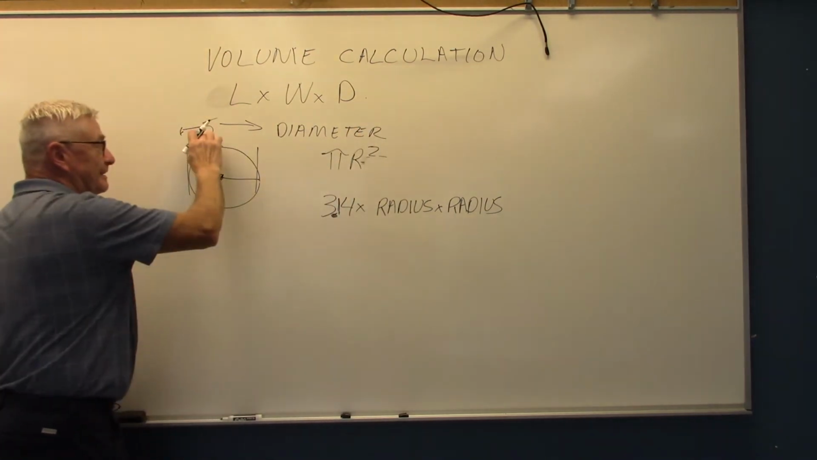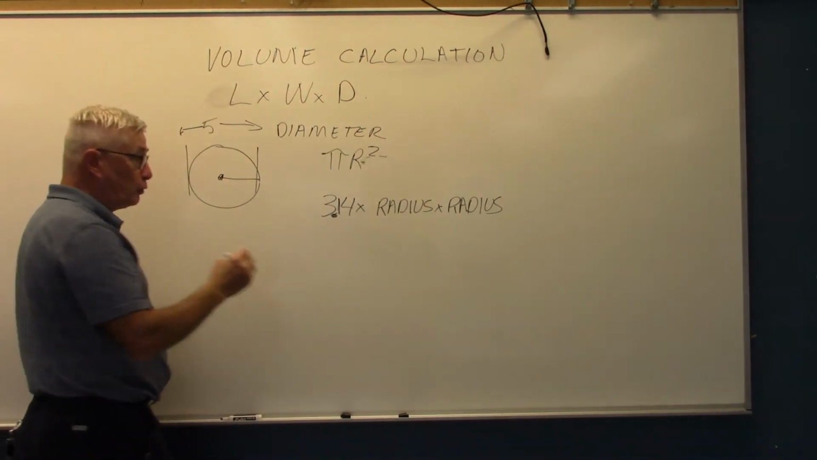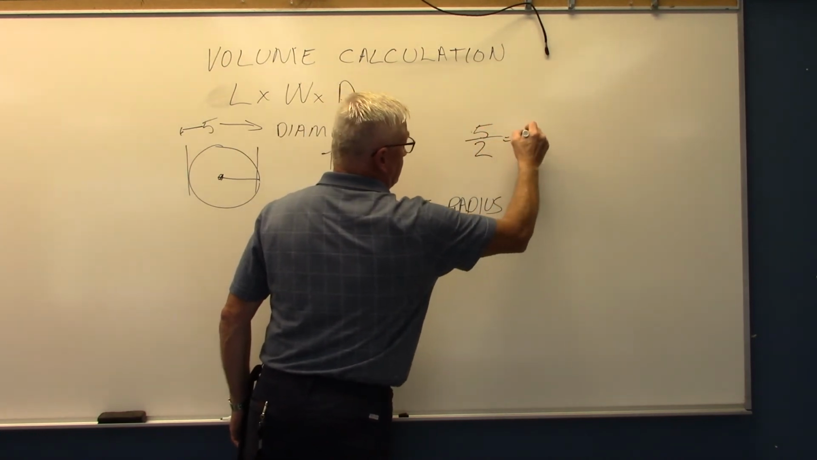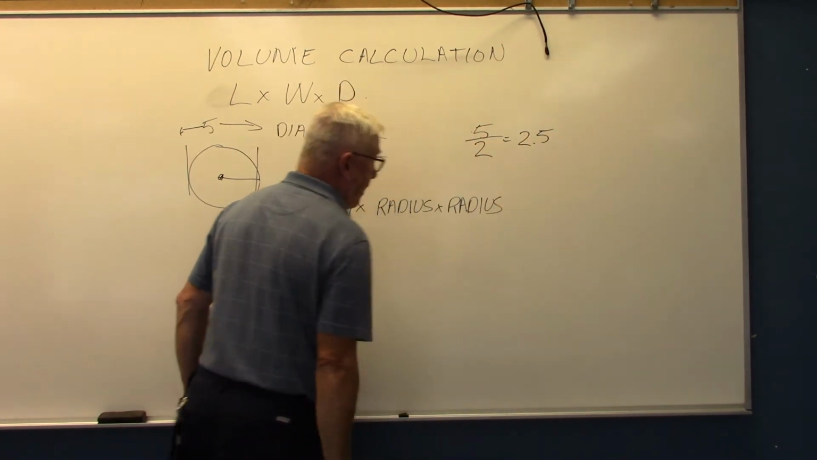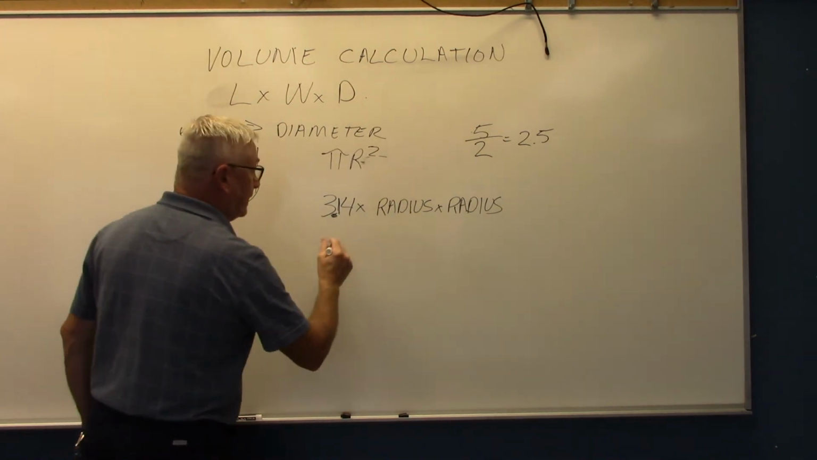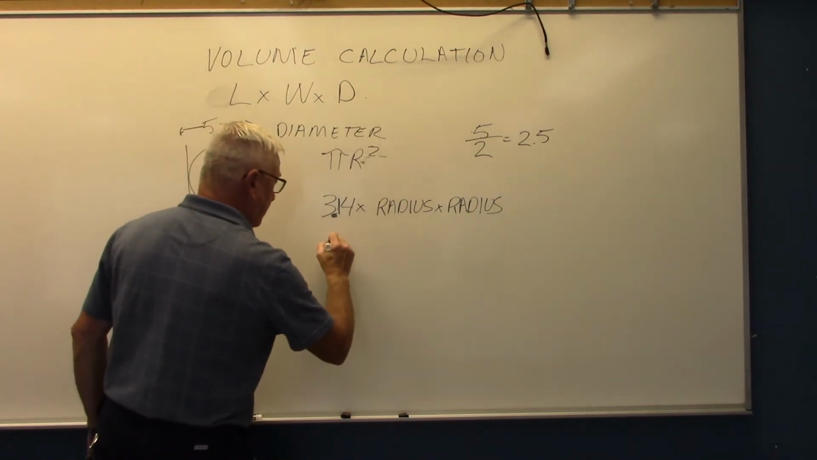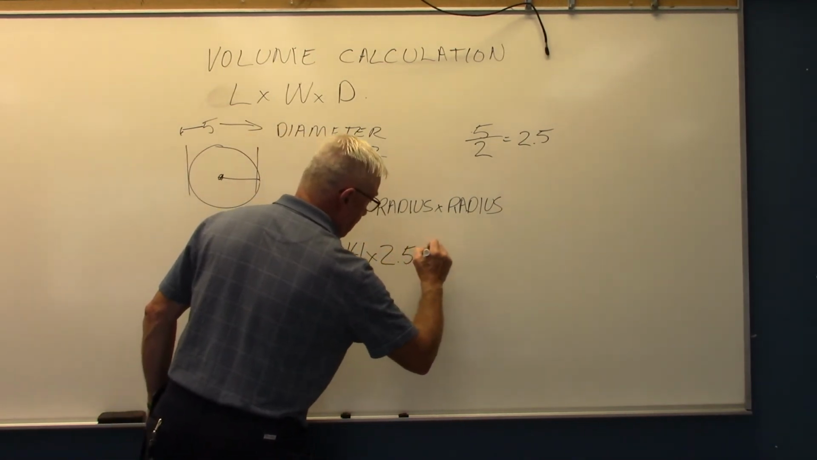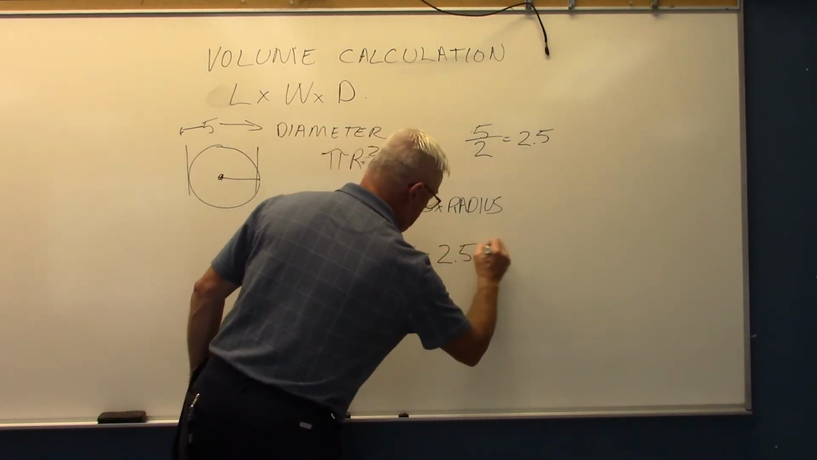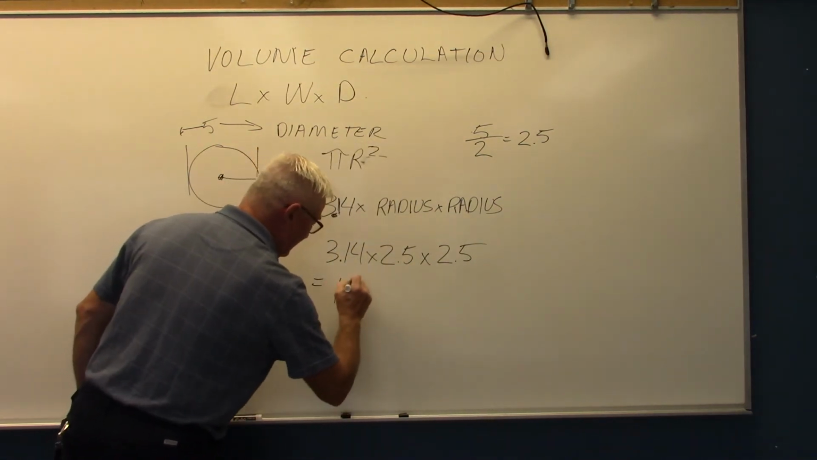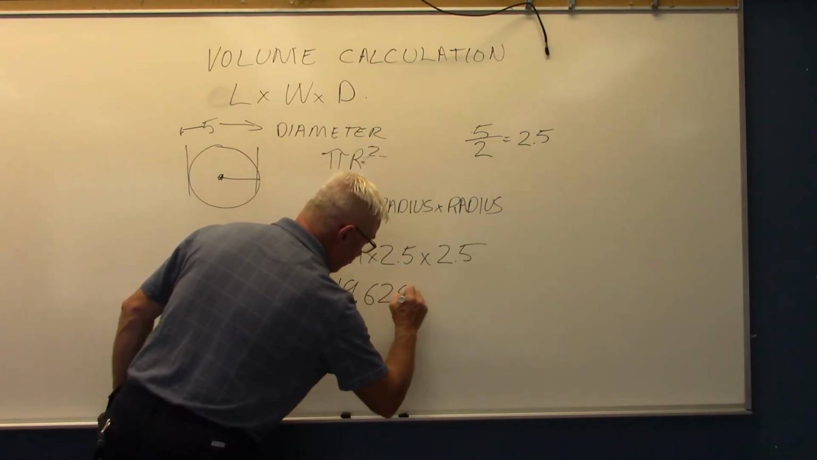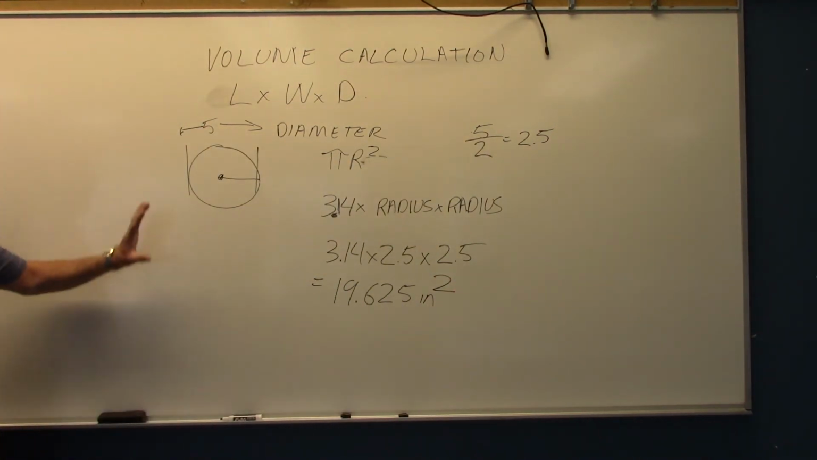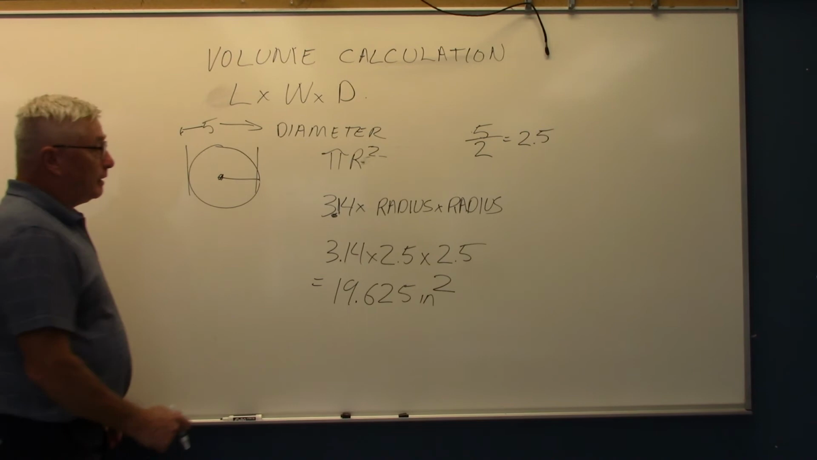So if we use a number like 5 inches as the diameter, we take the 5 and divide it by 2. So 5 divided by 2 equals 2.5. If we do the math for this, we have 3.14 times 2.5 times 2.5 equals 19.625 inches squared. That is finding the area.